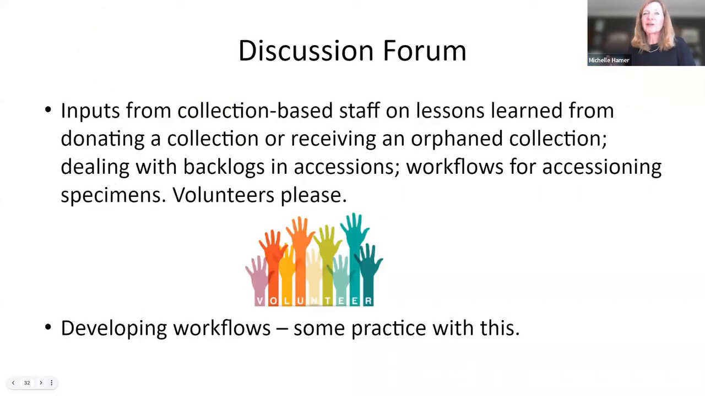And that's it. So thank you for listening to this. It's a lot of paperwork, I know that. And I think it's the 31st of August. We're going to have the discussion forum. And it would be really good if we could have some inputs from people who work in the collections on lessons learned from accepting a donation or integrating a donation of a big orphan collection.